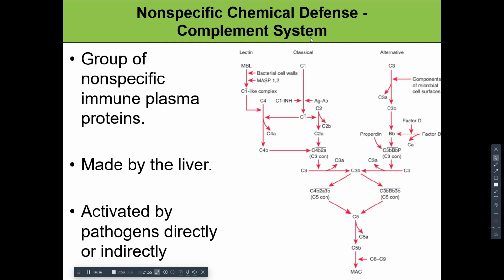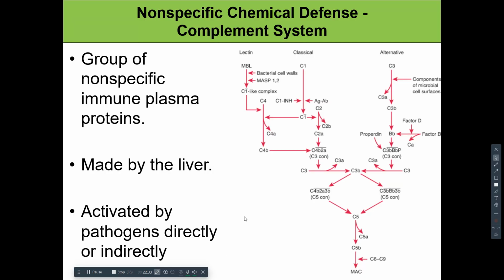But we are going to know there's a group of non-specific immune proteins known as the complement system. They're made by the liver, and they're in your blood, so they're plasma proteins. Normally, they're in your blood in an inactive state. But we're going to activate them to help deal with pathogens. We can activate them either directly or indirectly. They can come into contact with the particular microorganism, or antibodies can activate these complement proteins.